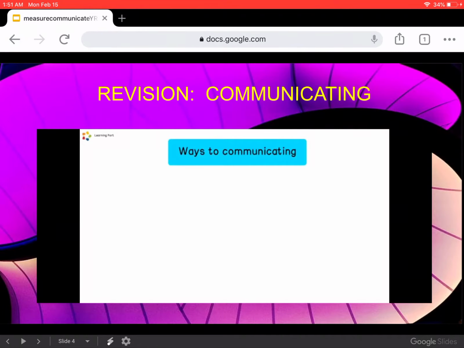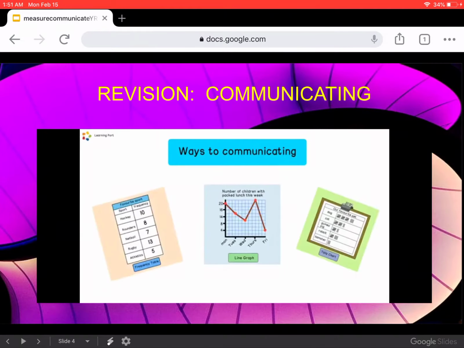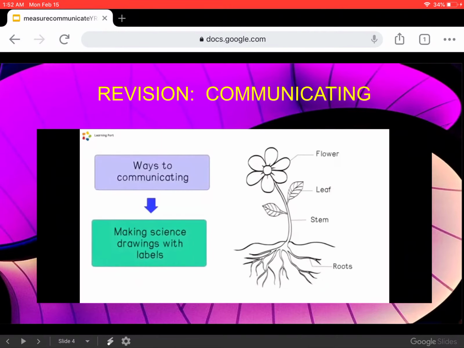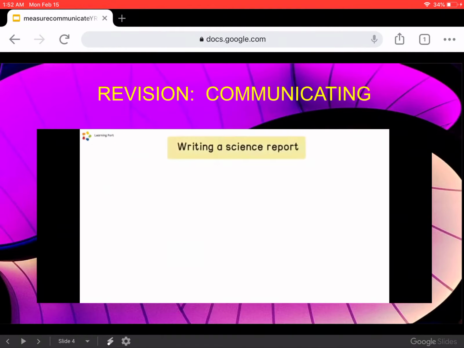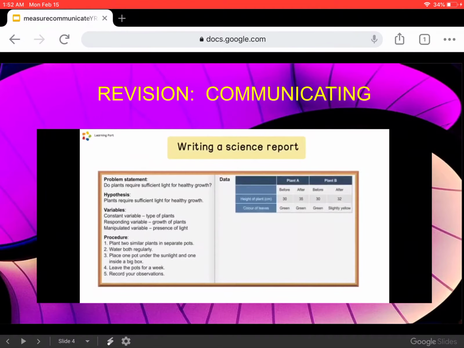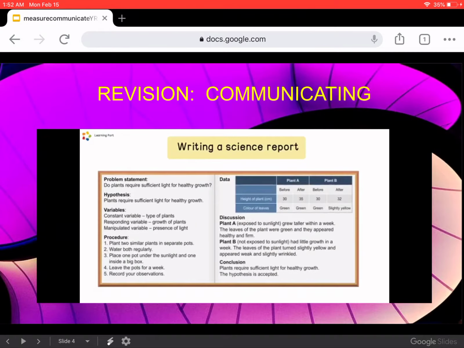Recording information from investigations in the form of tables, graphs, and charts are also ways to practice communication. Making science drawings and labeling them are another way to practice communication. Finally, writing science reports, just like what Lana did, will enable others to repeat and check the results of the experiment.